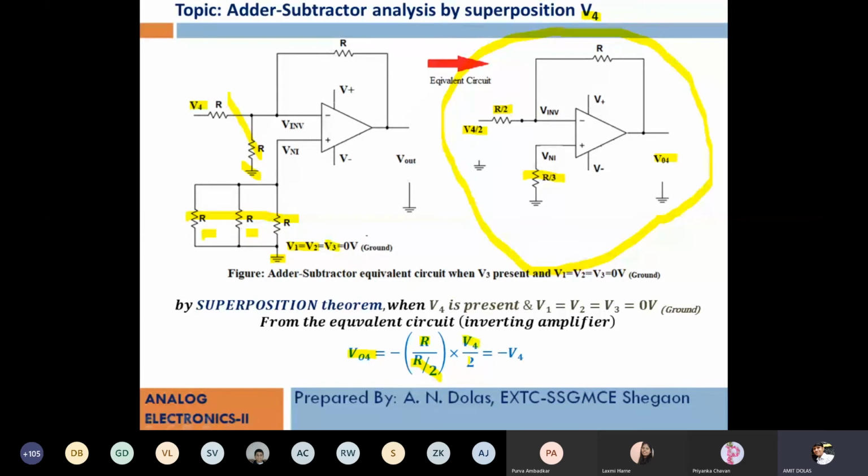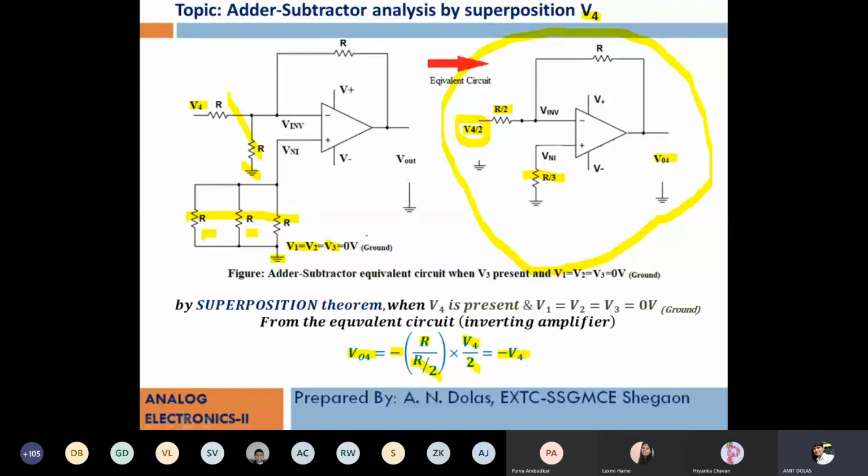And the minus sign is for inverting. So R upon R by 2 and V4 by 2, the 2 gets cancelled. R by R is 1. So it will be simply minus V4. So V04 is minus V4. V03 is minus V3. So we got two results due to the individual effect of V3 and V4.